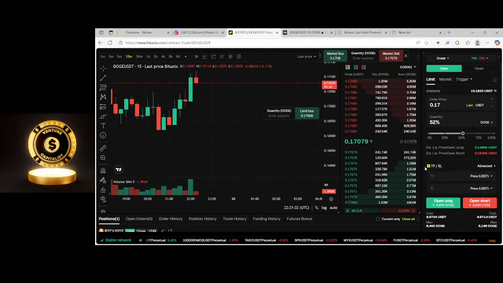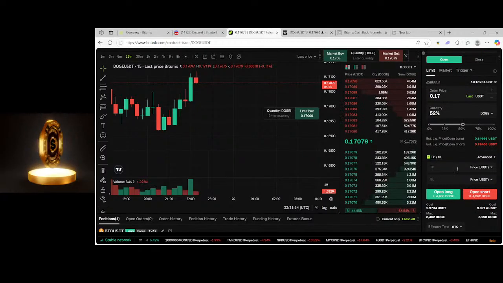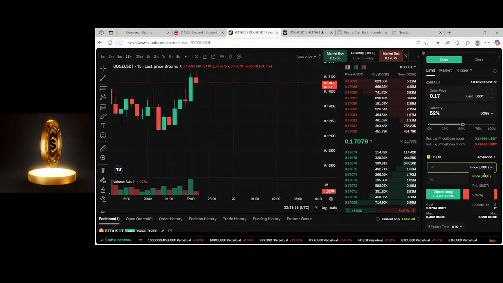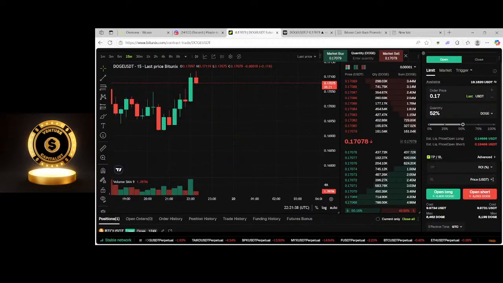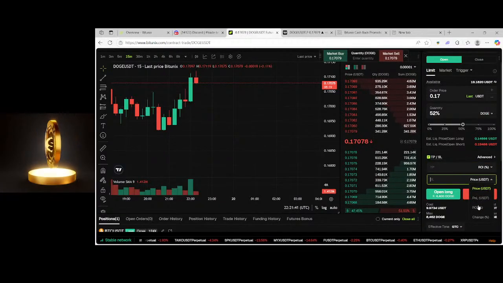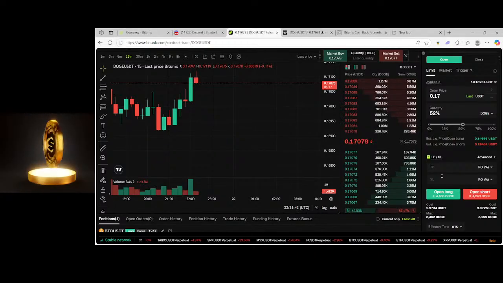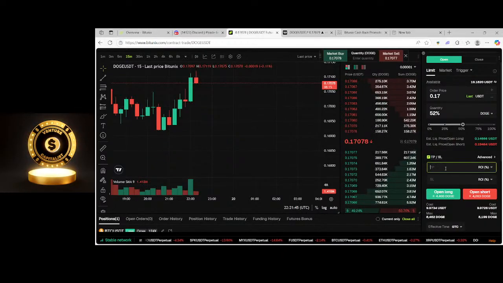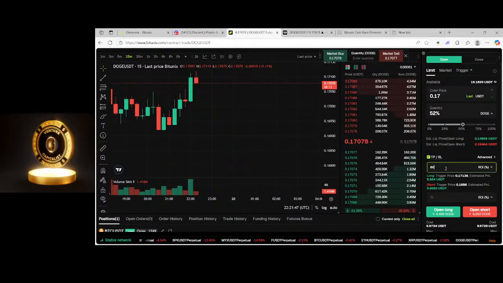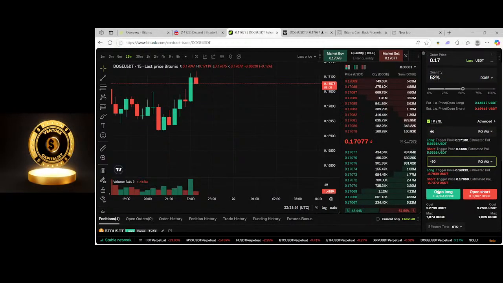So let's see, looks good. Take profit, I'm going to change that to ROI on both take profit and stop loss, because I just want to be able to put my percent in. So my take profit, you always want to run a 60% take profit, and my stop loss 30%, and then I'm open my long.